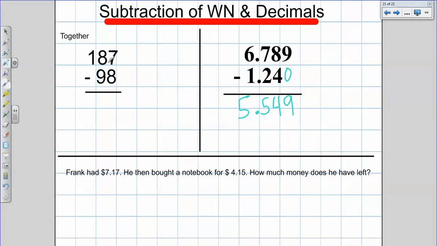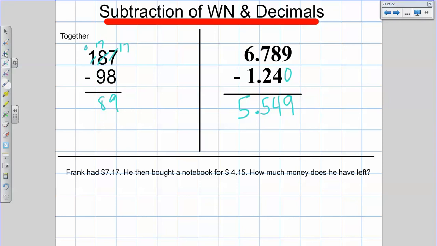Okay, here's one. This looks like I'm going to have to do some borrowing. I can't do 7 minus 8. So I'm going to have to borrow. So now 17 minus 8 is 9. Got to borrow again. 17 minus 9 is 8. So 89 is going to be my answer there.